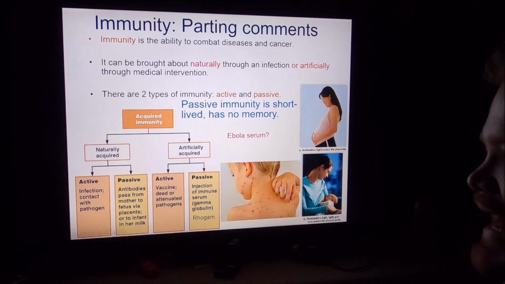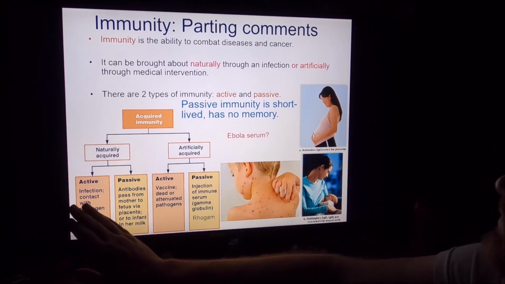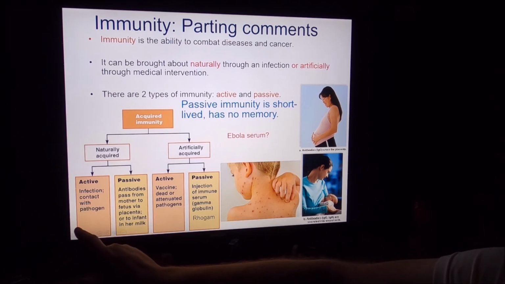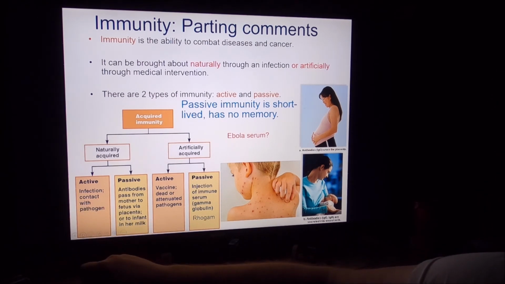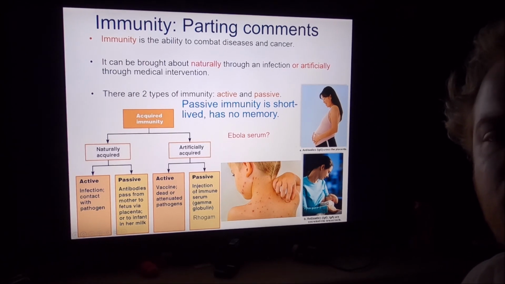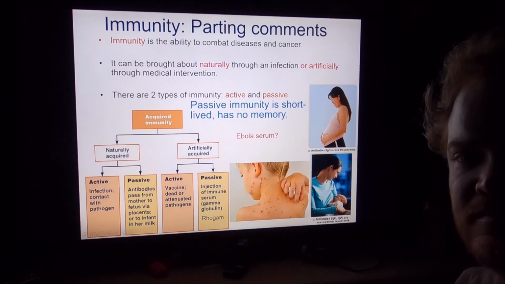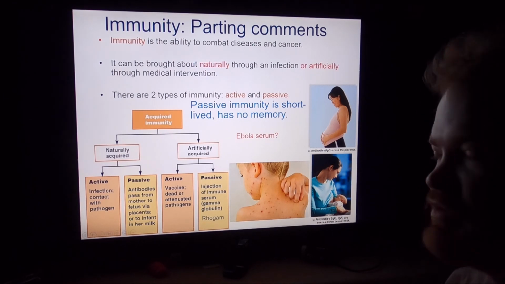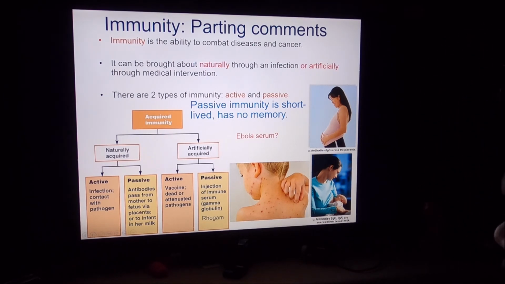When it comes to naturally acquired active immunity, okay, hang on. Dog, leave me be. And now my dog is officially in the room. All right. Where the heck am I at?